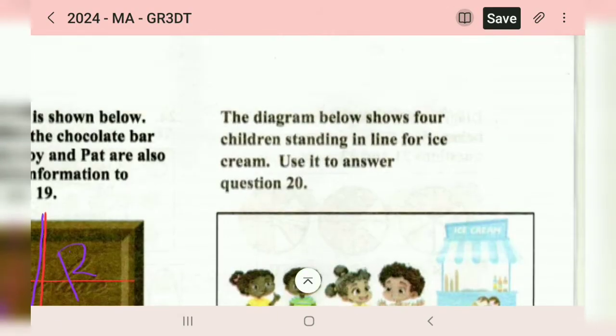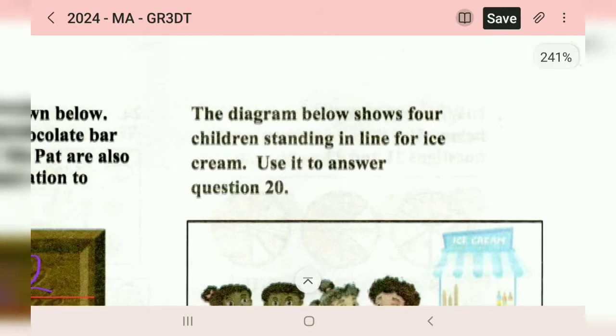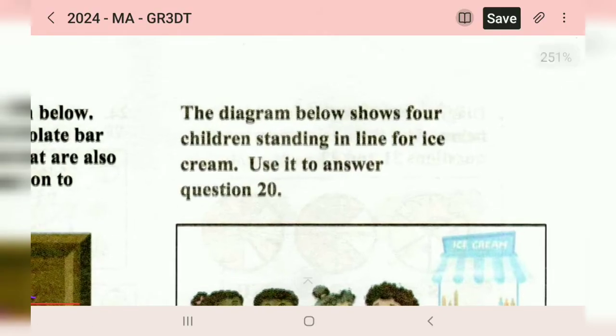Let's look at, it says the diagram below shows 4 children standing in a line for ice cream. Do you love ice cream? Do you like ice cream? Do you eat ice cream? How often do you eat ice cream? How do you behave when you don't get ice cream? Do you throw a tantrum? Do you quarrel? Do you cry? Do you pout up your mouth, and do you just decide you're not going to do anything in the house? How do you behave when you want ice cream and you don't get ice cream?